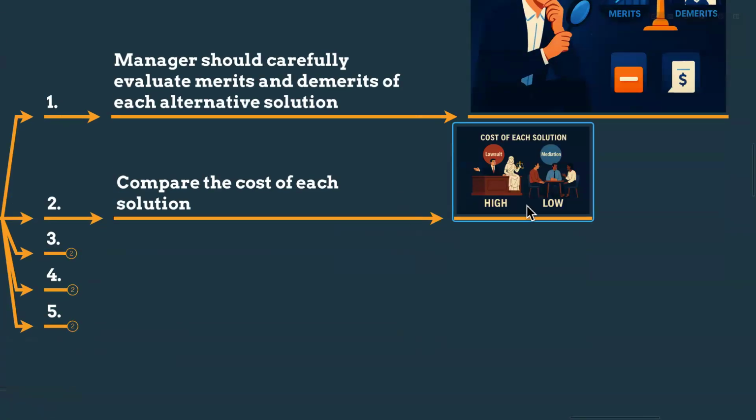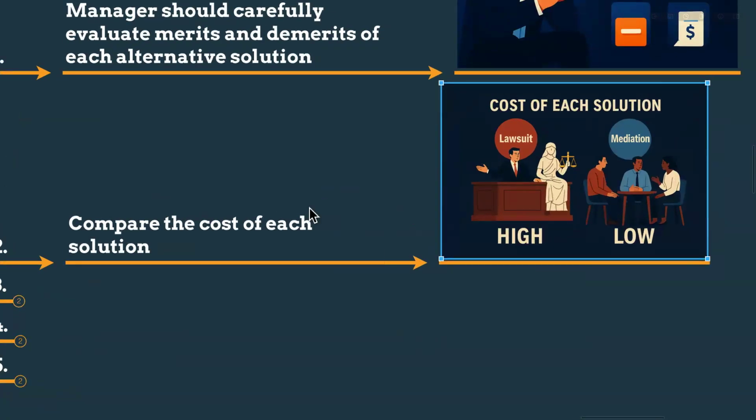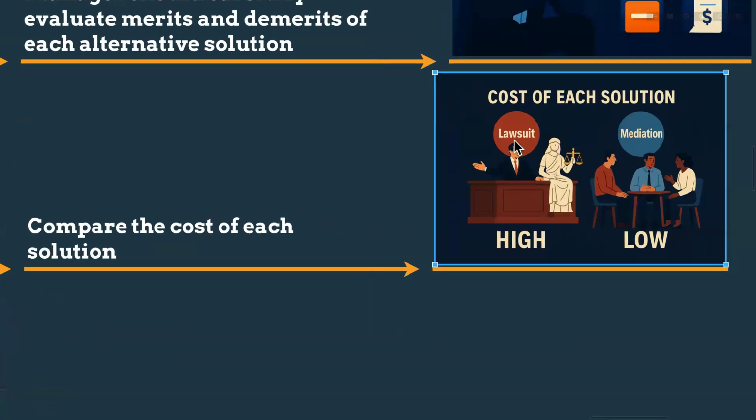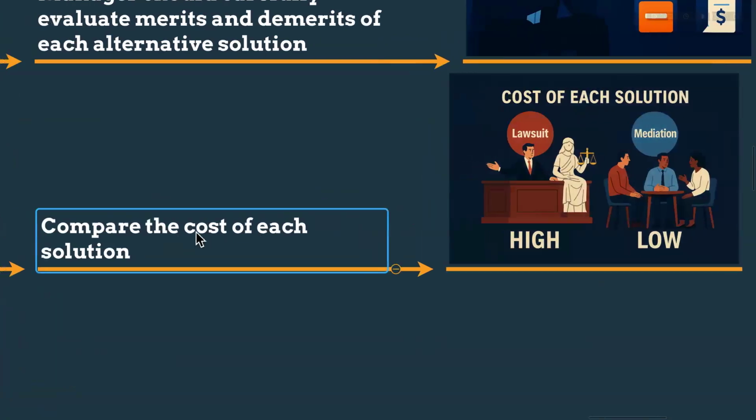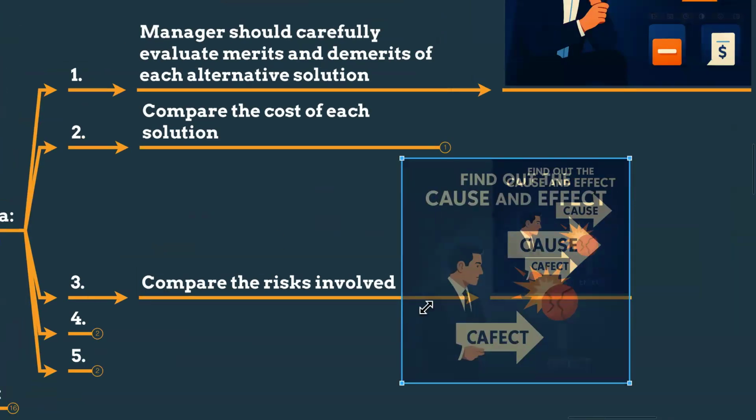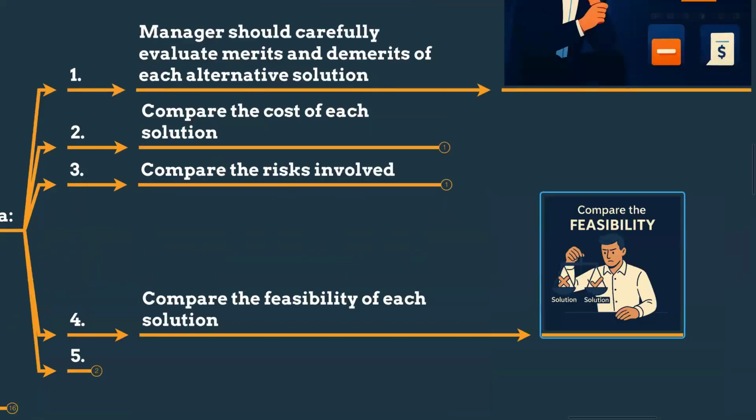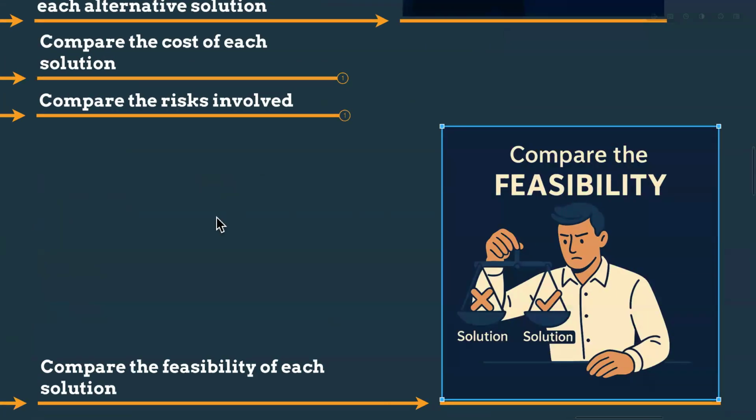And you have to compare the cost of each solution, my dears, as I mentioned earlier, right? The cost of each solution. If you face some problems, according to this picture, if you are going for the lawsuit, the cost is going to be high. If you are going for the mediation board, the cost is going to be low. So you have to compare the cost of each, and you have to compare the risks involved. If I choose that option, what are the risks I'm going to face? What could go wrong? How serious are potential problems? And compare the feasibility of each solution. As I mentioned earlier, is it worth it, whether I can afford this, right?